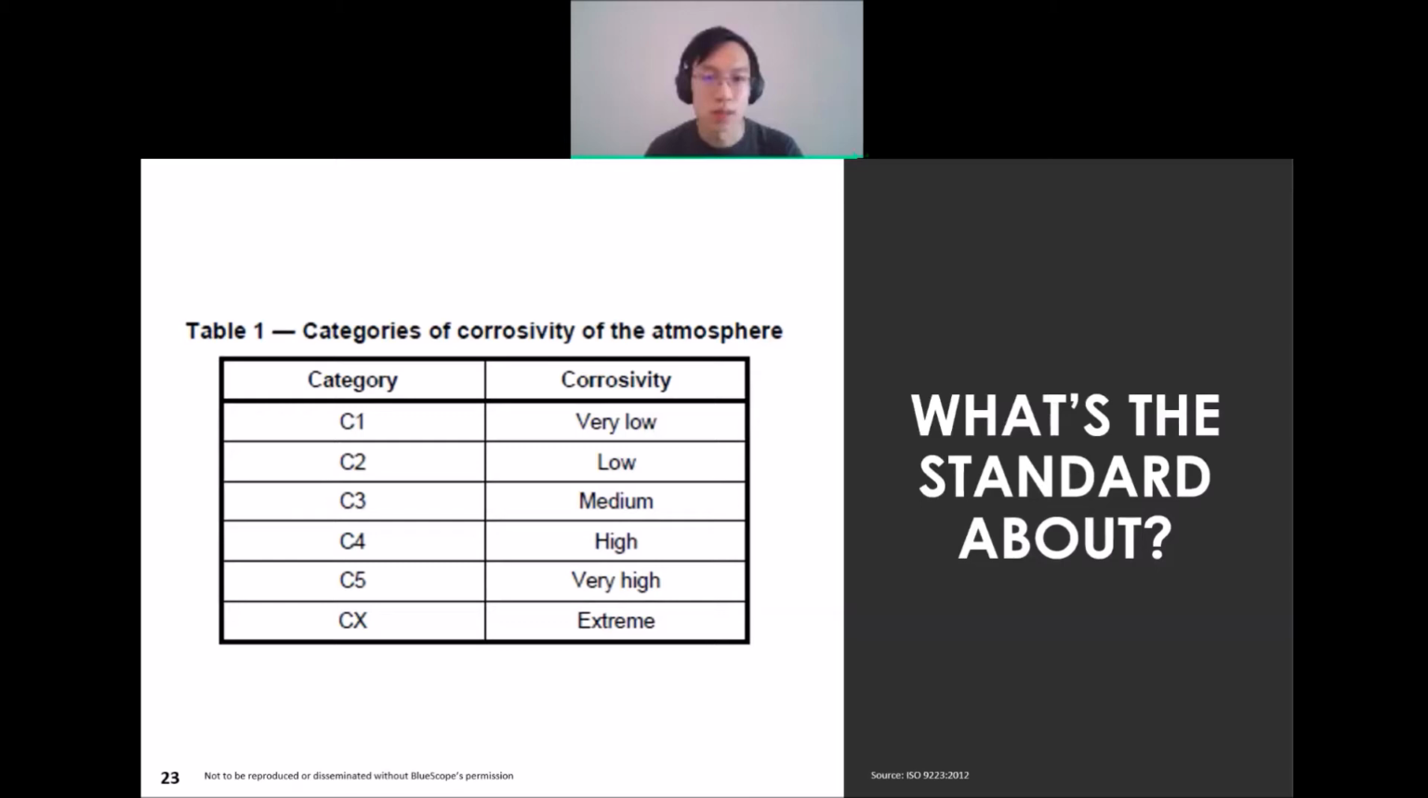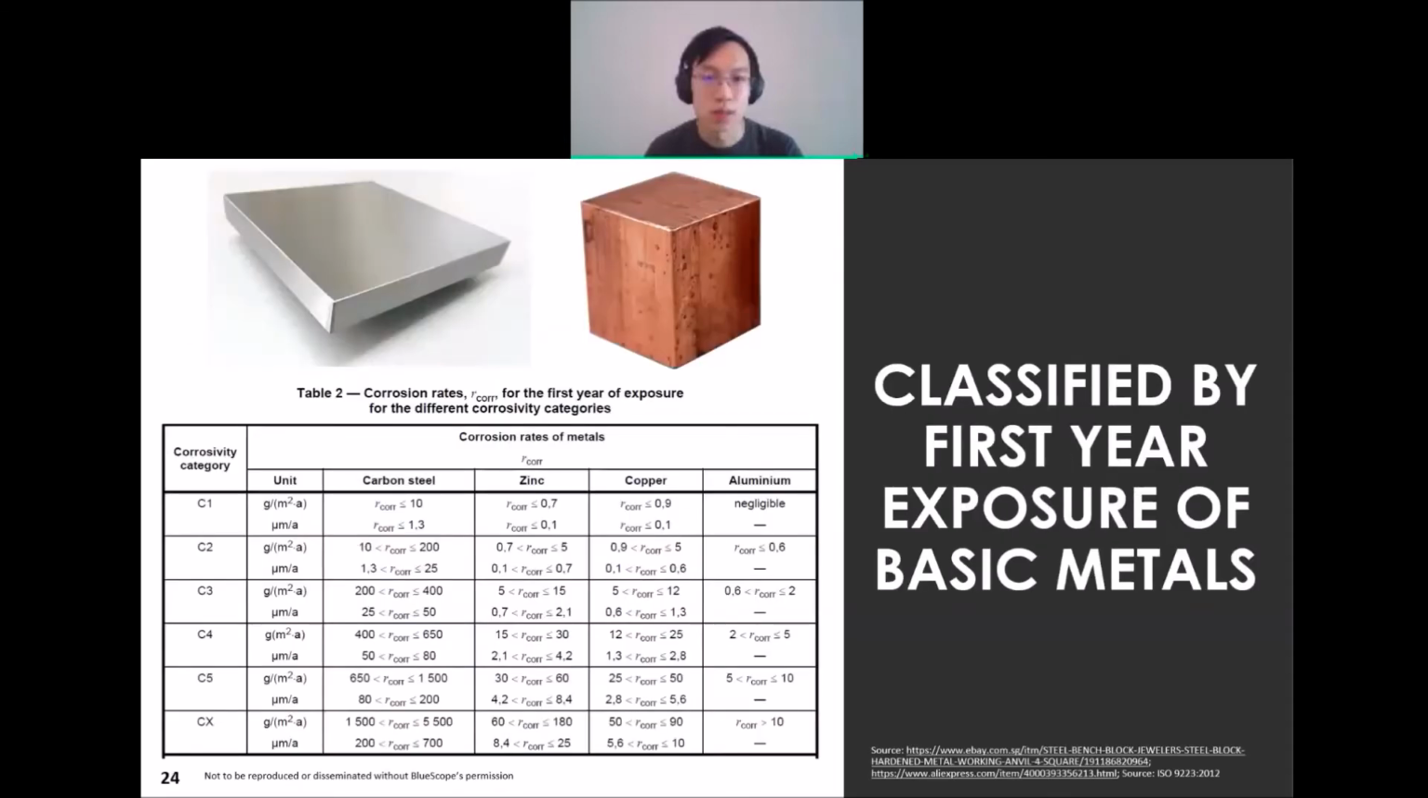classify different environments into 6 different categories, all the way from C1, which is not corrosive, right? Typically refers to indoor, and C2 refers to outdoor but not so corrosive, and all the way to CX, which is extremely corrosive, and typically refers to offshore or even industrial activities where internally there's a very high corrosive emission, and everything in between.